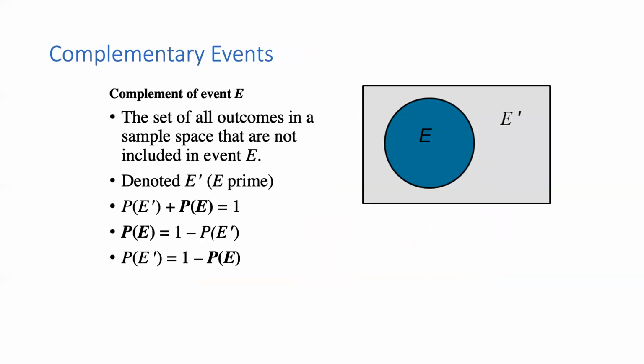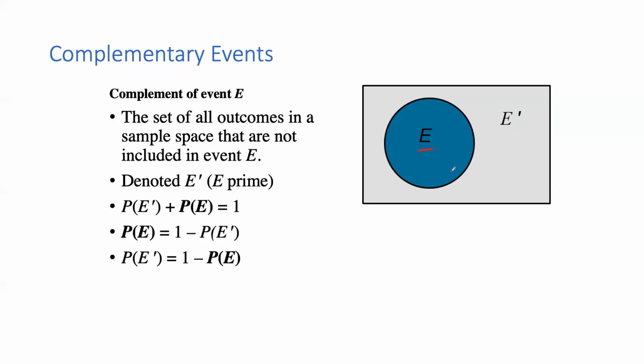The last couple of things that I want to mention very quickly are what we call complementary events. Complementary events are basically very simple. The rectangle here represents the sample space, which tells you all the possible things that could happen. The circle here that I've labeled E is the set of all outcomes which could occur for me to say that E has happened.